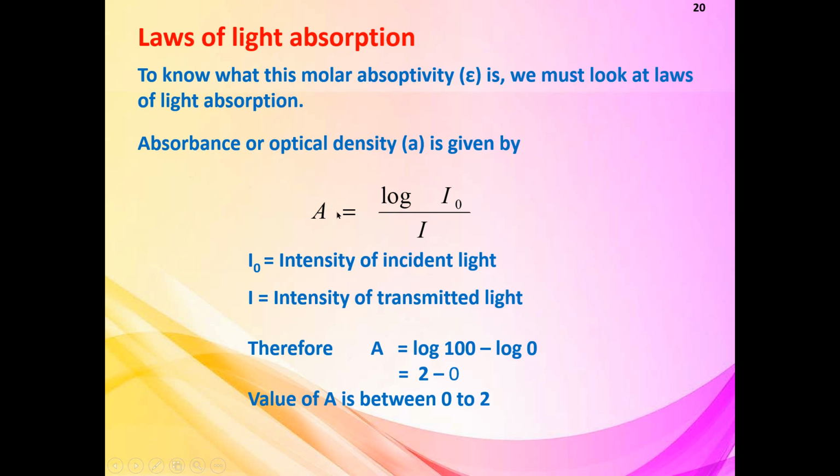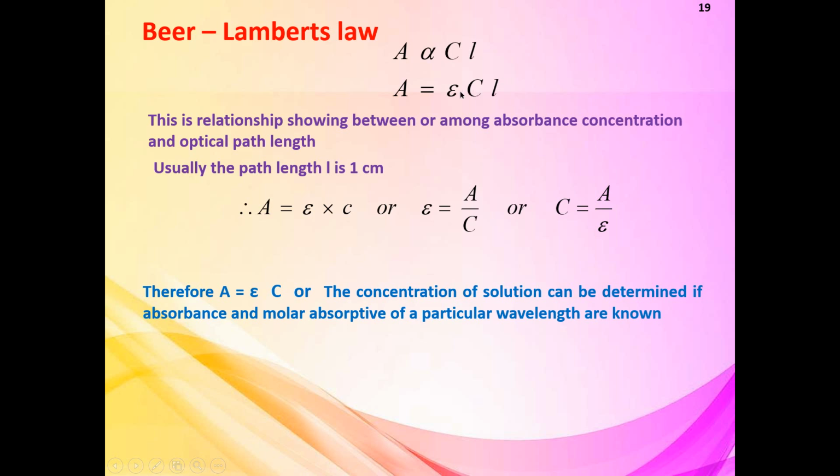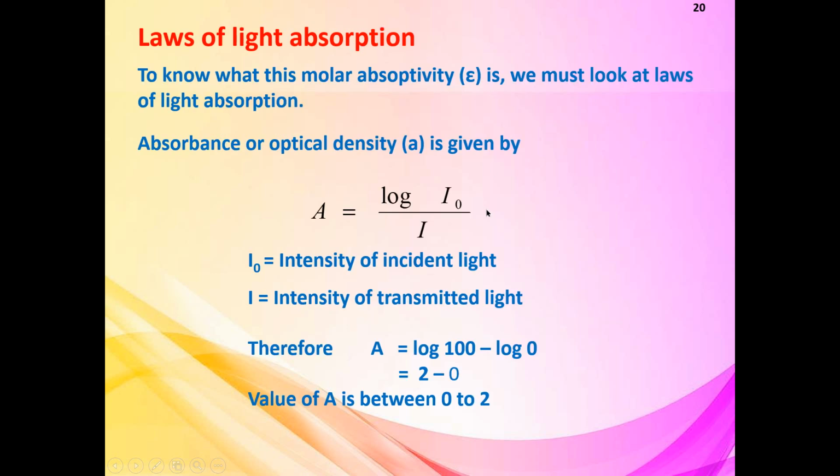Or the absorbance from the Beer-Lambert's law is equal to log of I naught by I, where I naught is the intensity of the incident light and I is the intensity of the transmitted light. So from these two equations, we can conclude that log of I naught by I is equal to epsilon C L. So this is the basis of the principle behind UV spectroscopy, in which absorbance is plotted on the y-axis corresponding to the wavelength on the x-axis.